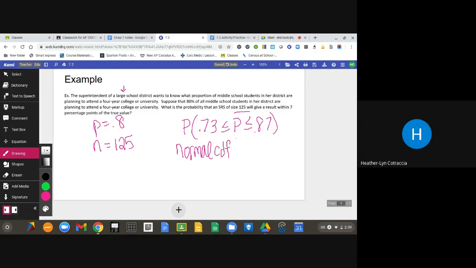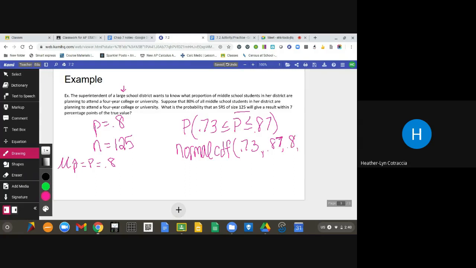CDF, and we need our lower, which actually I could just fill in because I already know what that is. My lower is going to be the 0.73. My upper will be 0.87, and then it asks for the mean and the standard deviation. So I need to know what the mean and the standard deviation are. So we're going to come over here, and if you remember from the previous slide, I said the mean of your sample proportion is equal to P, which in our case is equal to 0.8. So that means my mean is 0.8.